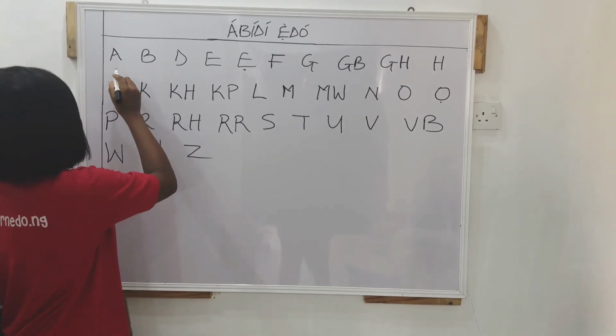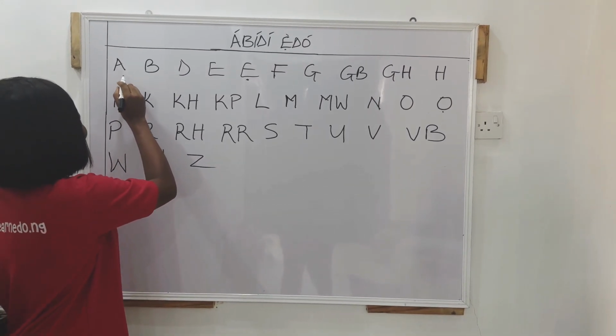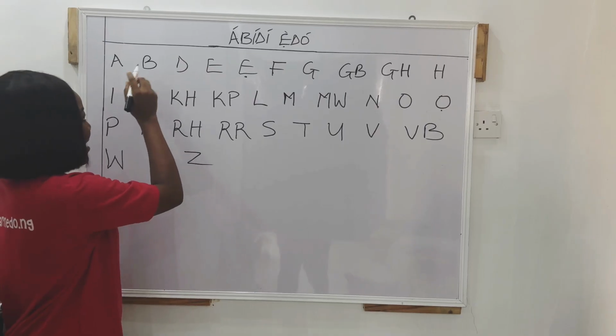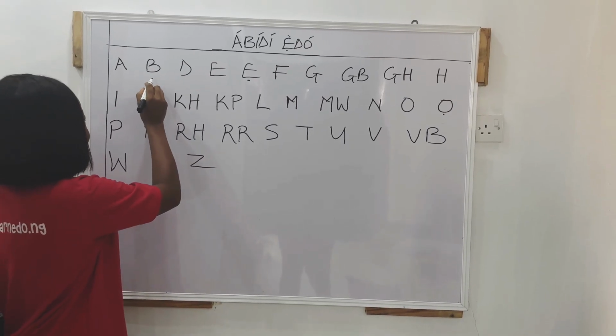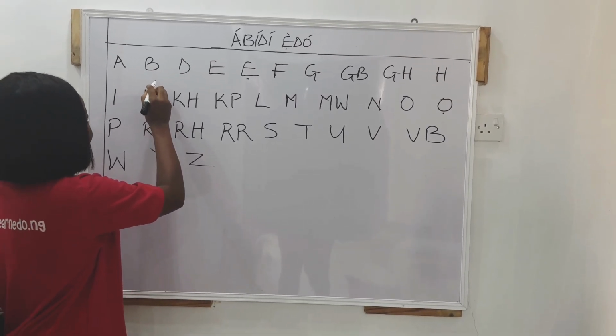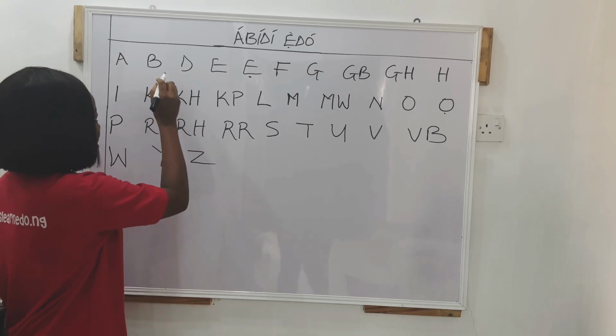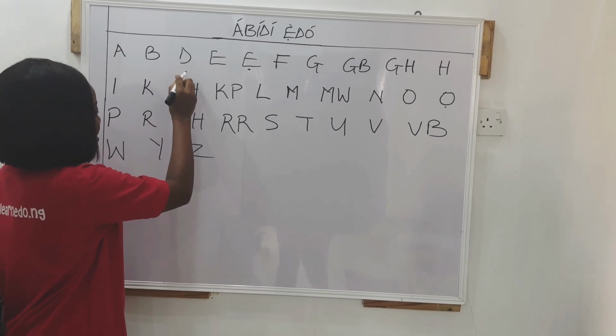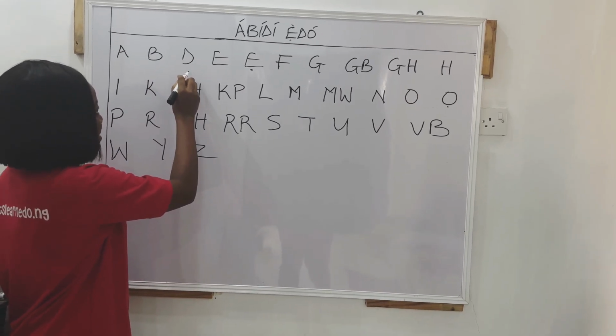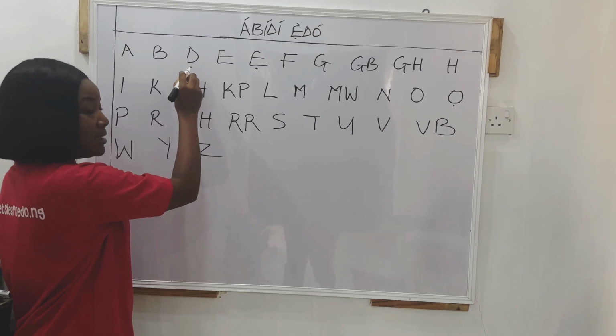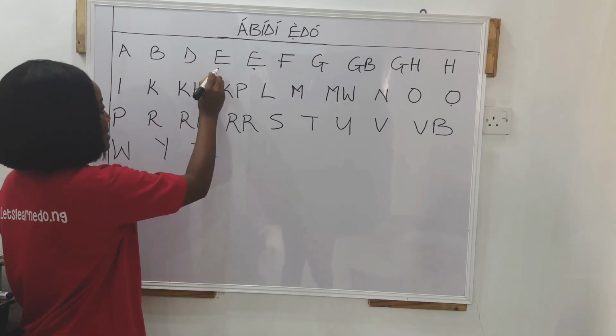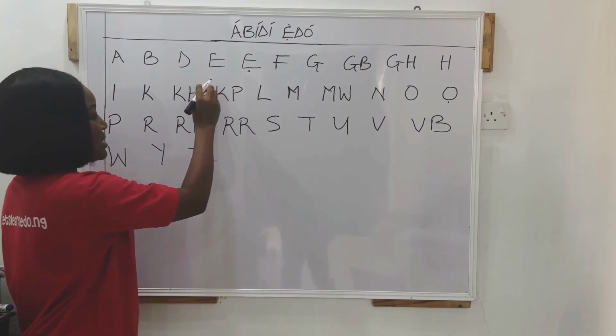So letter A is pronounced as A. Then we have B. B is pronounced as B. We have letter D. D is pronounced as D. And we have letter E. E is pronounced as A.